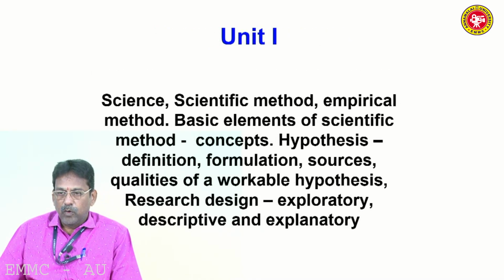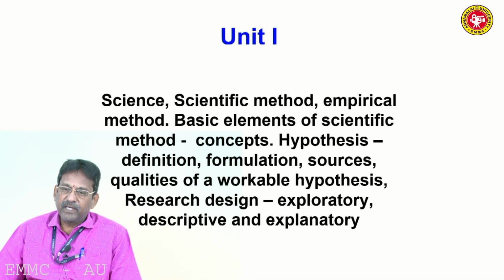So we can see now there are 5 units in research methods and statistics. One by one we can see. First unit is science. What is science? Science is concerned with knowledge and understanding of natural factors. Okay, what is a theory? Theory is a set of ideas.